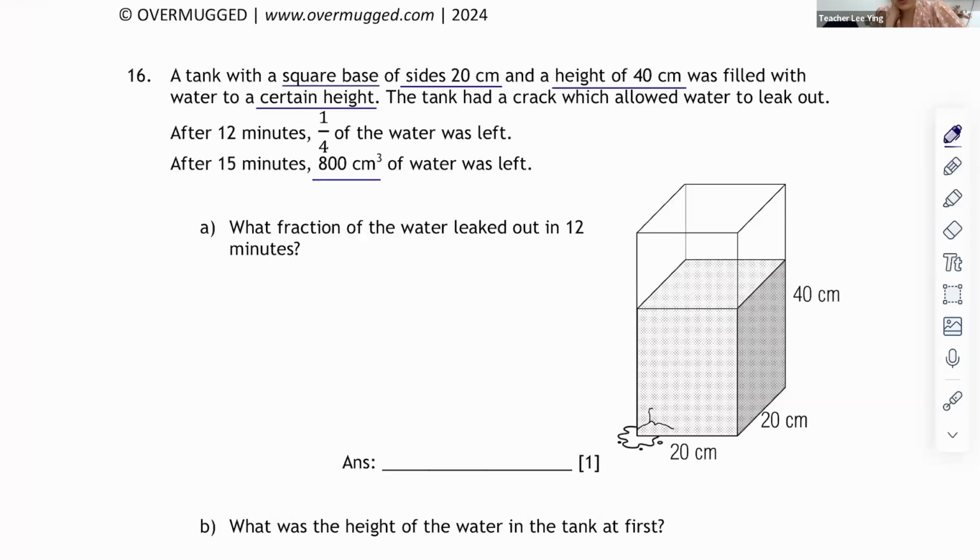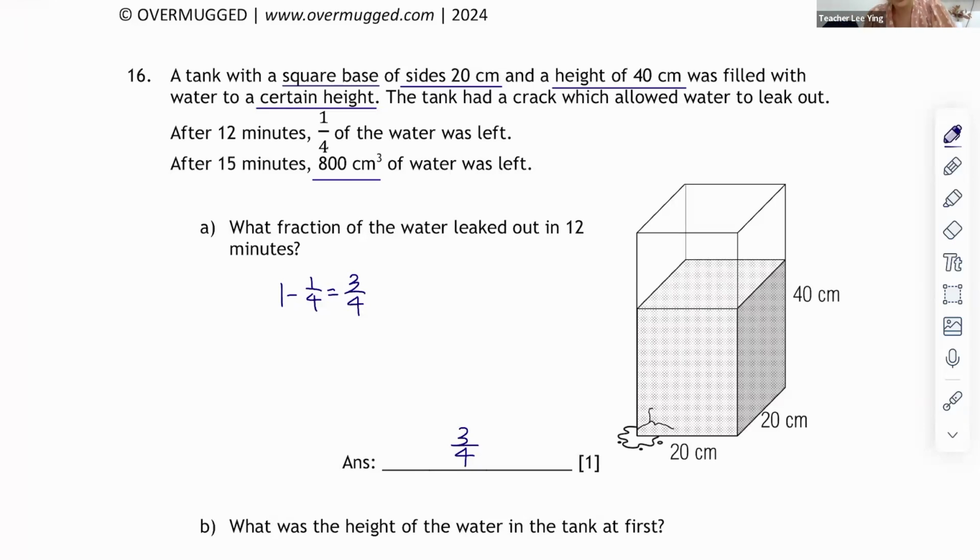So what fraction of the water leaked out in 12 minutes? You need to think. In 12 minutes, at first, it was not full of water, but there was a certain amount of water. And after 12 minutes, 1/4 was left, which means that all you need to do is to subtract the 1/4. It means that 3/4 of the water leaked out in 12 minutes. This is supposed to help us in part B.